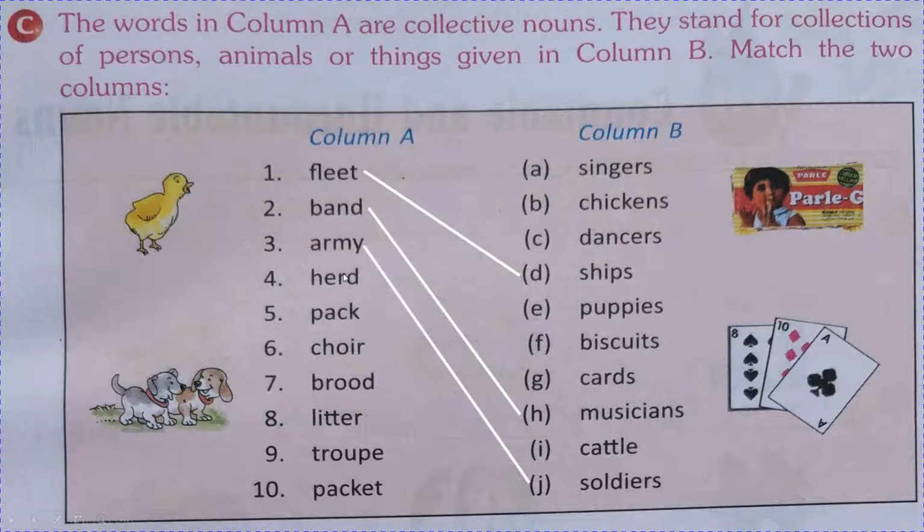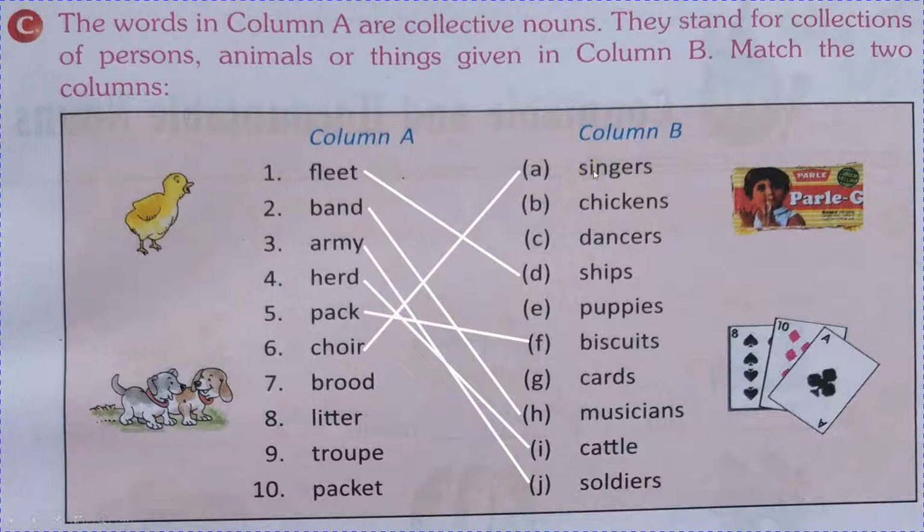Herd. Herd is used for animals, children. So animals, yeah, okay, a herd of cattle. Cattle means what, children? Cow, buffalo, ox, sheep. Fine. So a herd of cattle. Pack. Just now we have read a pack of wolves. Okay, for wolves we can use a pack of wolves, but here animals is not written, so we will use it for biscuits. A pack of biscuits.